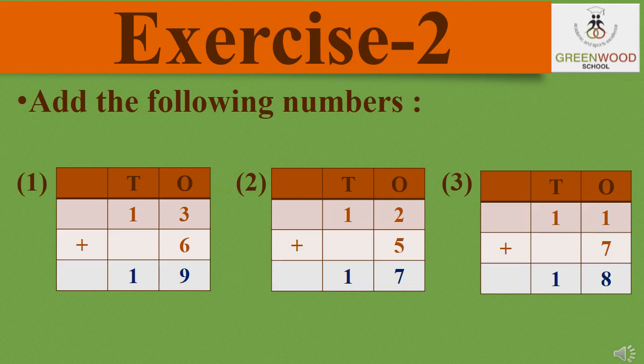And now step 2. Add the tens. Now over here we have just 1. So simply copy it down. So answer is 19. Second one, 12 plus 5.